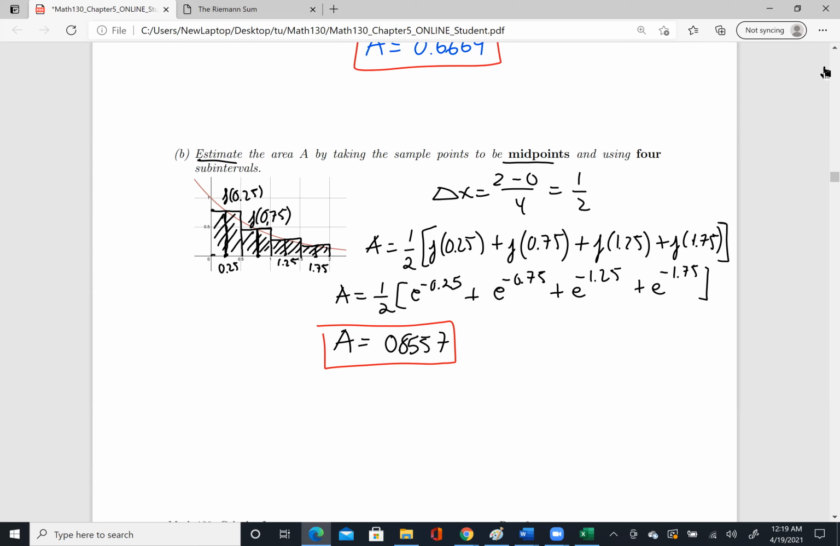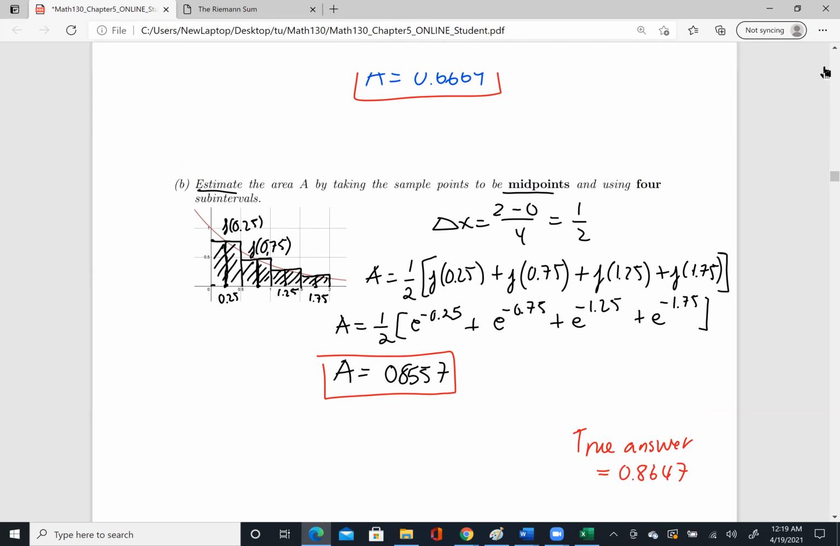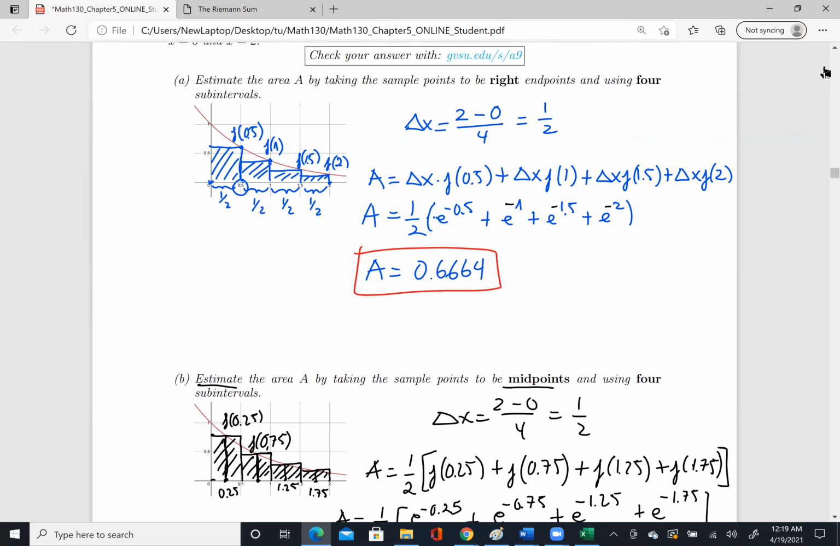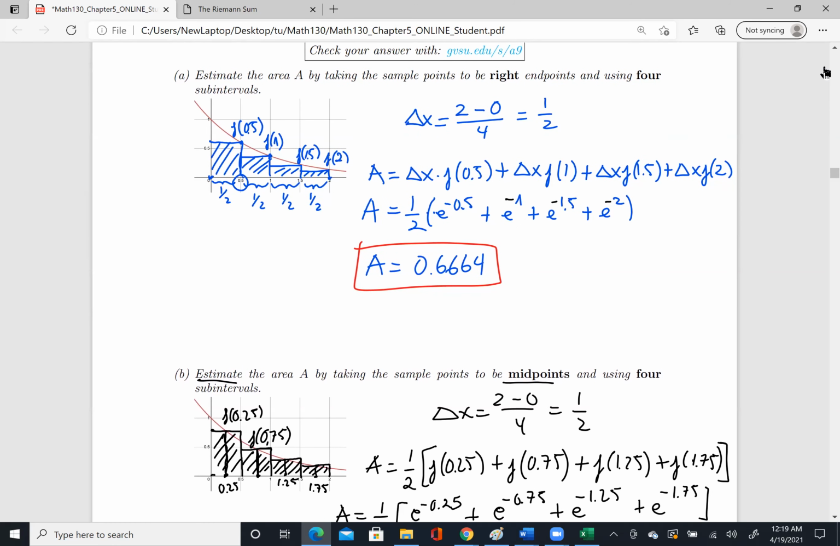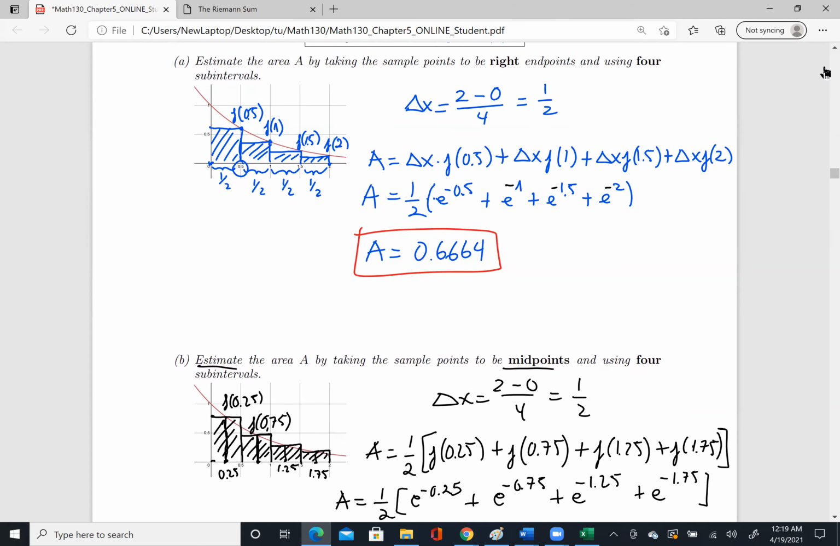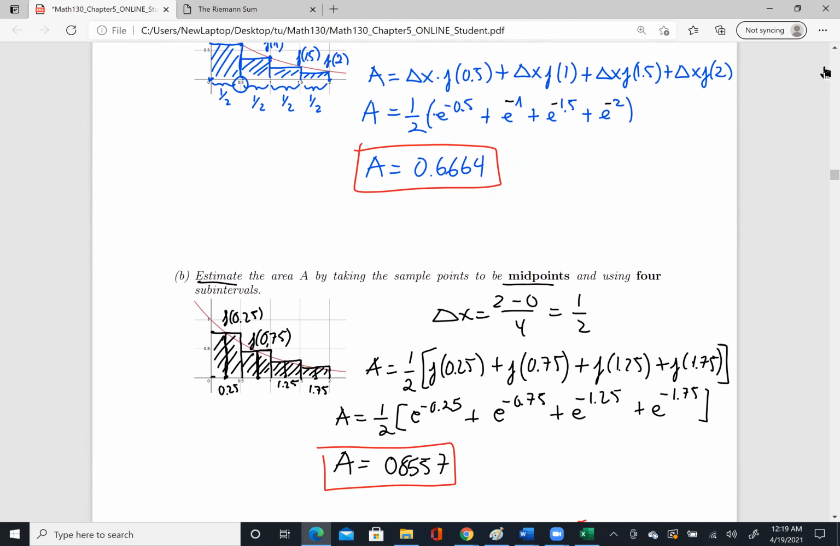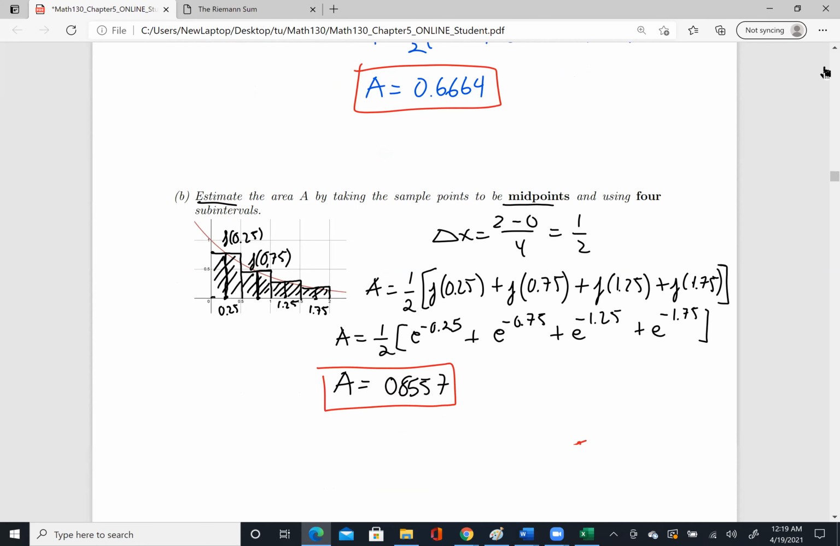Please keep in mind that the true answer, which I will show you later when we learn about integrals, is actually going to be equal to 0.8647, right? 0.8647. So as you see, for now the midpoint estimation looks better, right? See that it's closer than the right endpoint.